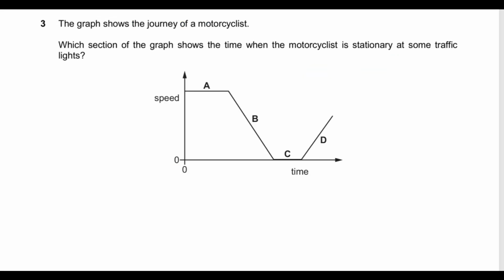Question number 3 says the diagram shows the journey of a motorcyclist. Which sector of the graph shows the time when the motorcyclist is stationary at some traffic lights? Stationary means at rest, or we can say it means when velocity is 0. At position C, the value of velocity is 0. That means at position C, the motorcyclist is at rest.